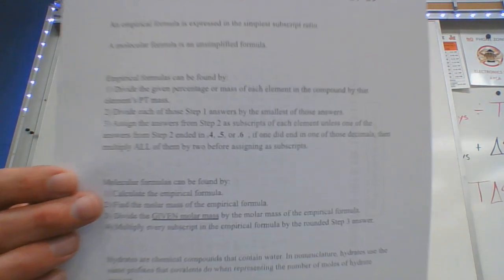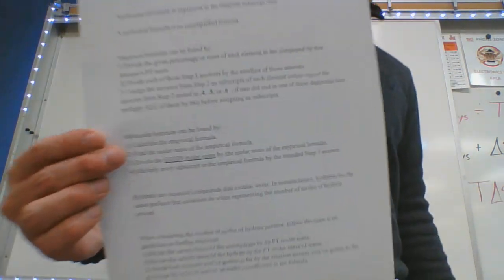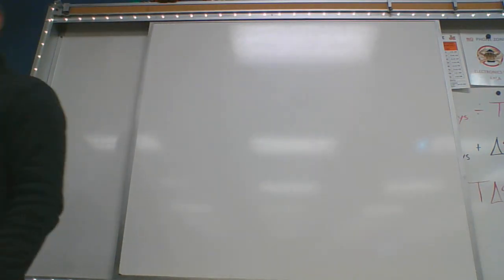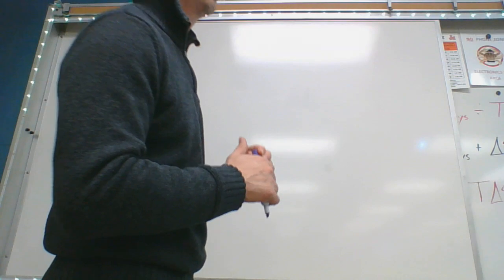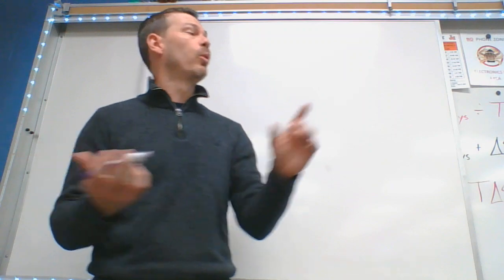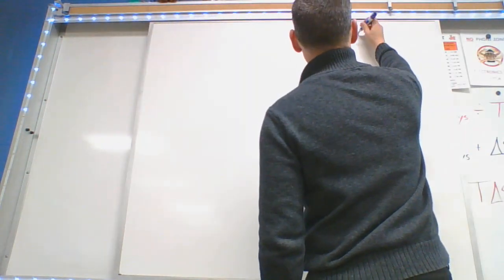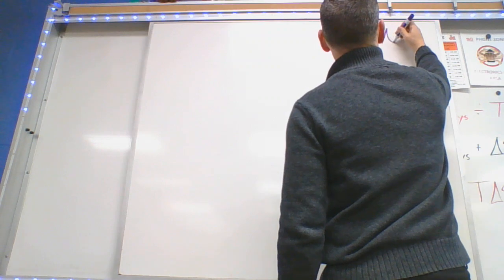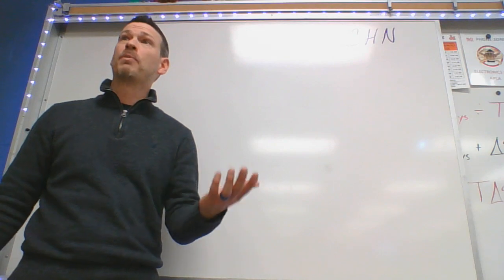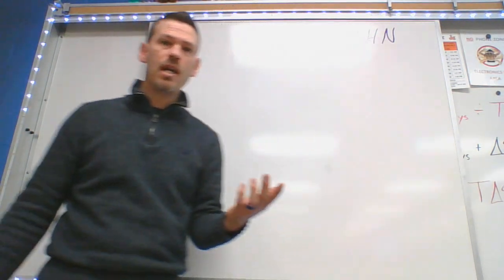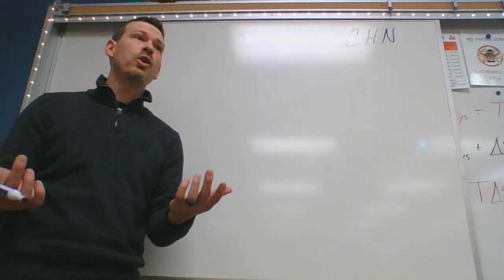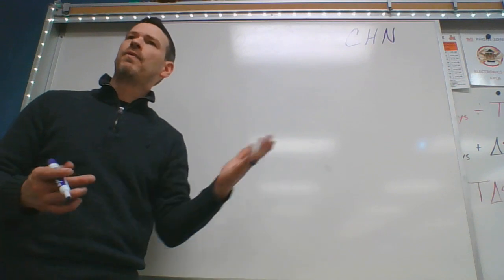So I'm simply going to read through the steps here, and we'll first find an empirical. Follow along with me. Now, according to the data, we know that the compound, the formula we're looking for, is made up of CHN. What we don't know is the subscripts, right? We don't know the little numbers that are missing there. But we do have percentages. So I'm going to show you how the percent composition data directly will feed us to a formula.